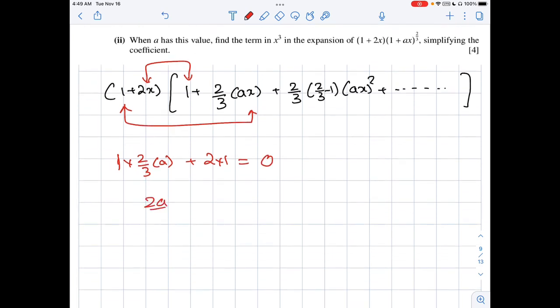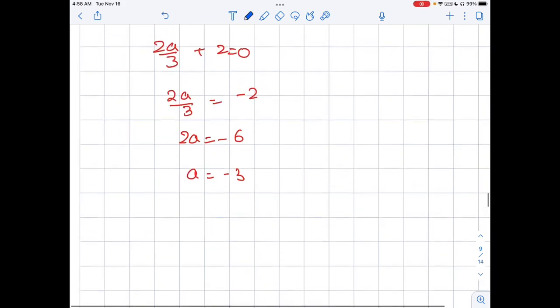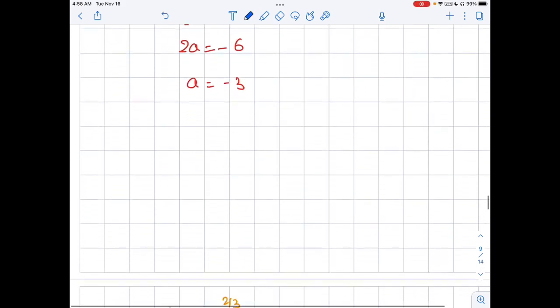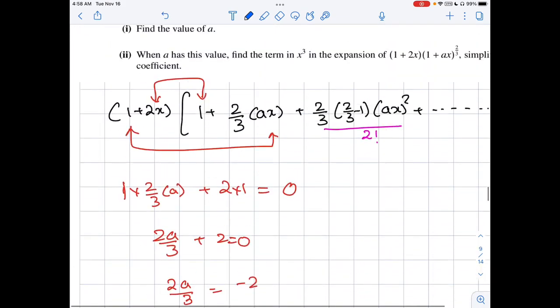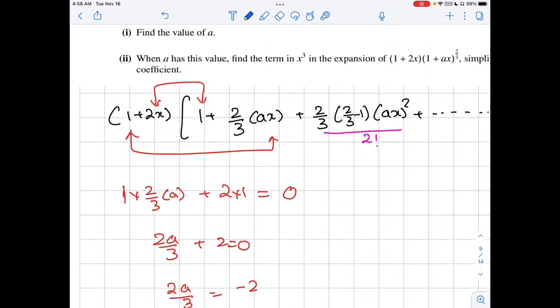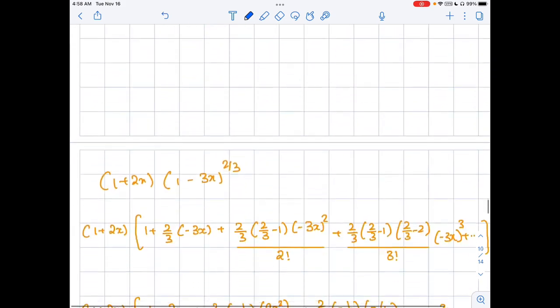So 2a upon 3 plus 2 is equal to 0. So 2a upon 3 equal to negative 2, 2a equal to negative 6. So a is equal to negative 3. Now what am I going to do? I am going to take that a value minus 3 because for the second part he's asking when a has this value, find the term of x cube. So when I plug in that a value as minus 3, I have done it out.